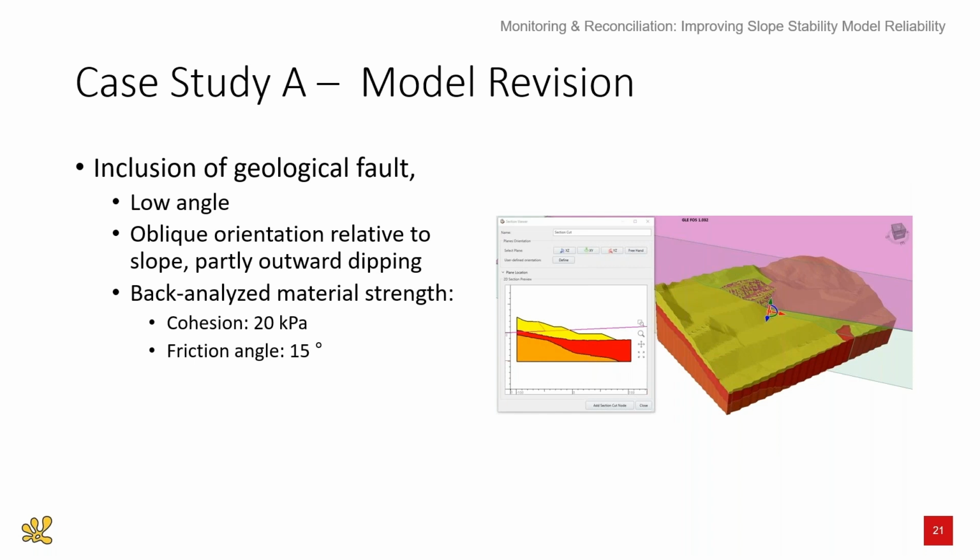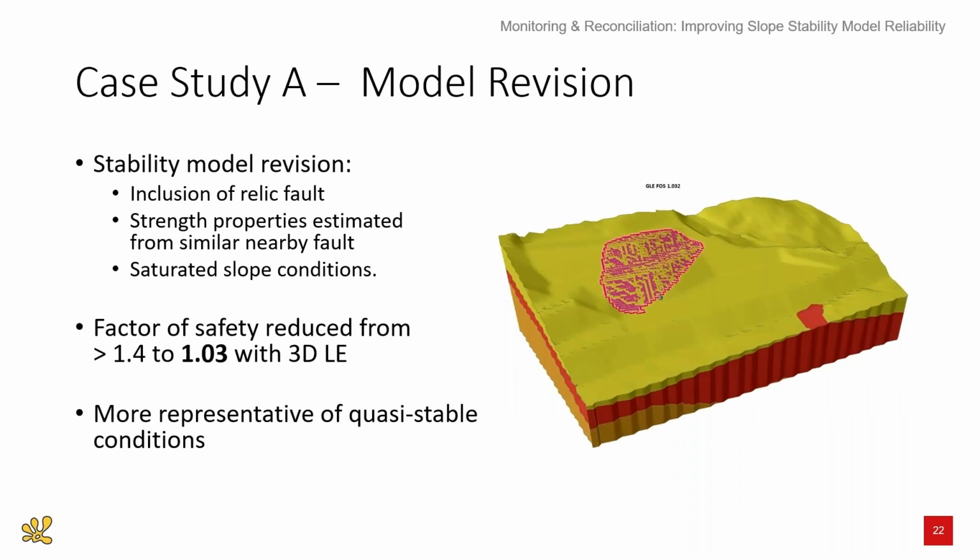The model was then revised to include a low-angle geological fault and back analysed until a factor of safety of about 1 was attained. So with the inclusion of the fault, basically the factor of safety in the model reduced from 1.4, or stable and meeting the design acceptance criteria, to slightly above 1. Now remember, it's only moving, it didn't fail, it's quasi-stable at this point.